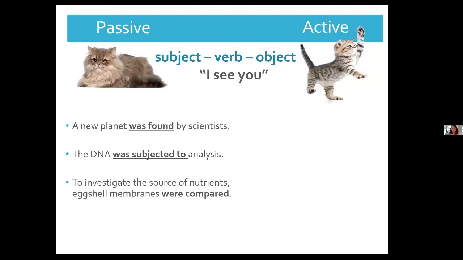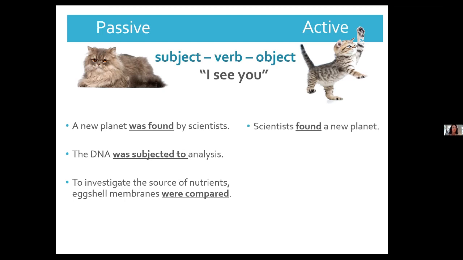So to write in the active voice, put the subject and verb up front in the sentence and close together. So use the subject, verb, object sequence, such as in I see you. On the left of this slide, we have 3 examples of passive voice. We can convert these sentences to active voice by rewording or reordering the subject, verb, object sequence. So we could convert this first sentence, a new planet was found by scientists, to active voice: scientists found a new planet.